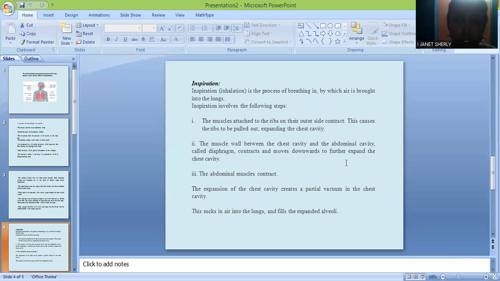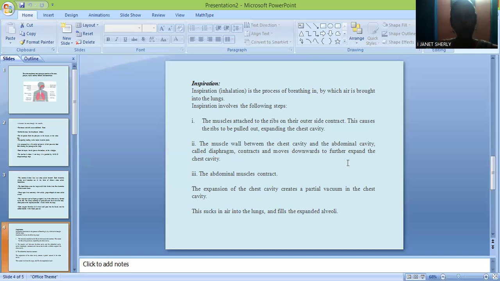Inspiration is the process of breathing in by which air is brought into the lungs. So now what happens is the muscles attached to the ribs on the outer side get contracted and this expands your chest cavity. The expansion of the chest cavity creates a partial vacuum in the chest, which gives more space for the air to get filled, right? So this partial vacuum sucks in air into the lungs.